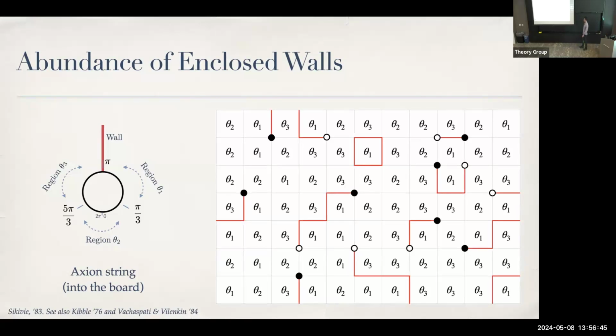Okay, now what about the domain walls? Well, if we go back here, we can see that whenever I have a region of theta 1 adjacent to a region of theta 3, because the axion field is continuous, I must cross a region of theta equals pi.